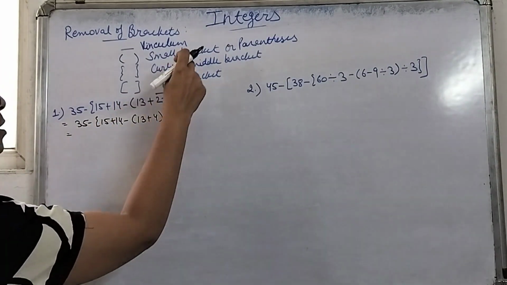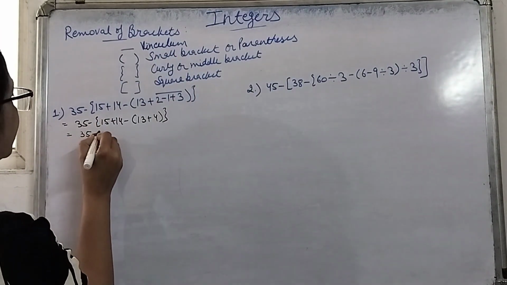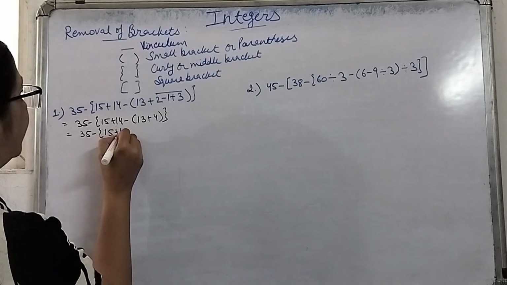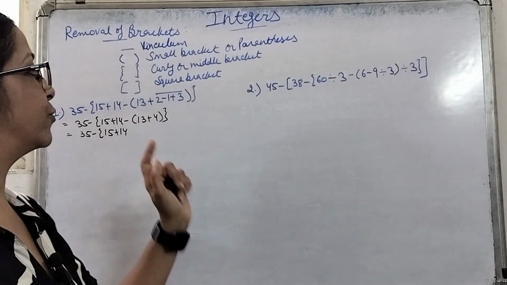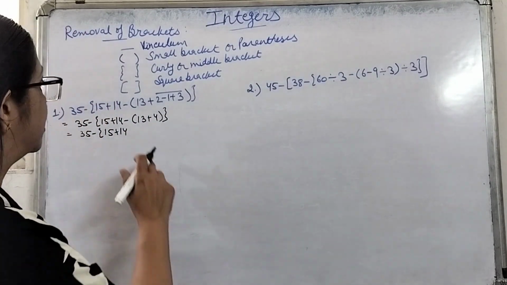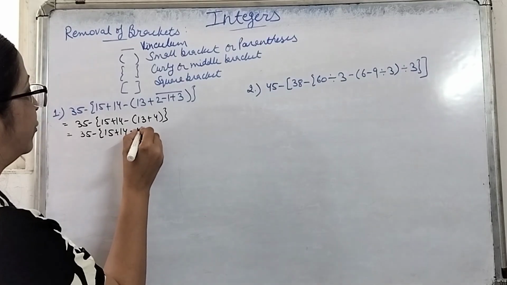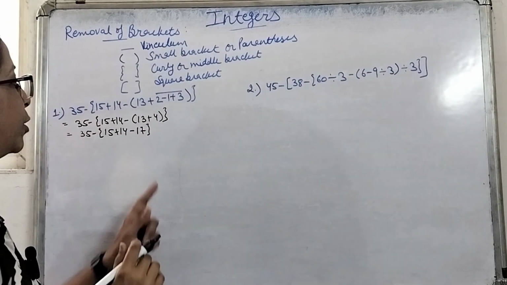Now we will be solving the small bracket. So rest all the numbers we will be writing as it is. 15 plus 14. Now 13 plus 4. 13 plus 4 is 17. So minus sign is outside it. Minus of 17 we have written. Now small bracket is done.